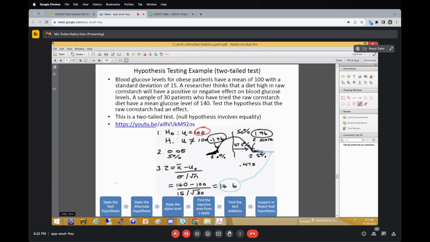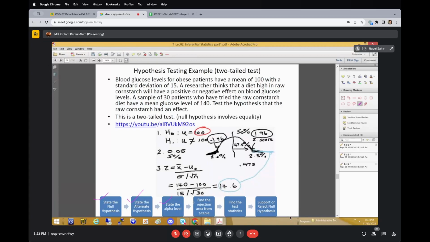For hypothesis testing, at first we need to state the null hypothesis. That means we have to find out what the null hypothesis is. And then we have to state the alternate hypothesis. This is our next step. And third, state the alpha value, or we can say the significance. So we have to define the significance level, the alpha level.